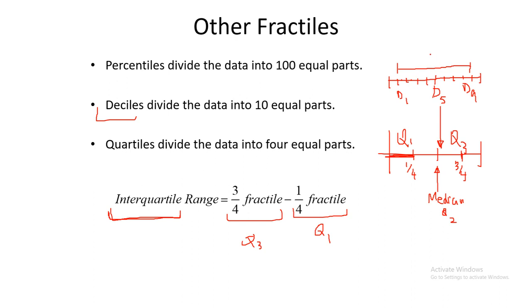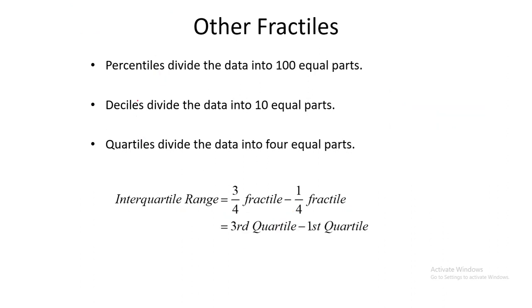Okay, D9 is the 9 by 10 fractile because it is still a fraction. These all are fractiles, but they have their own names as well. Percentiles come from 100. If you divide into 100 parts, the middle one will be P50, right? The last one will be P99, and the first one will be P1, right? And so on. These are the percentiles.